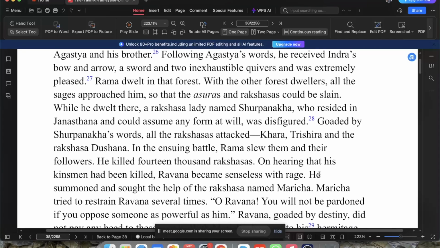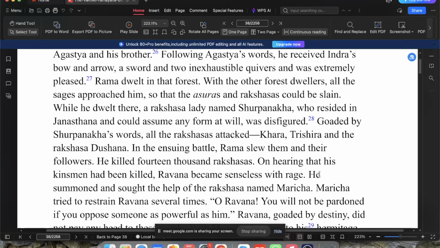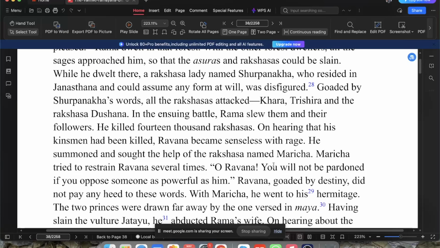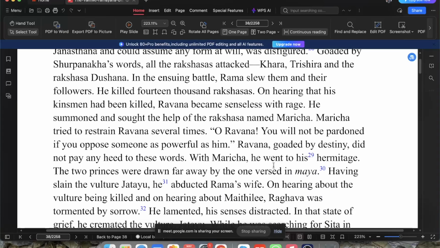Okay, so yeah, on hearing that his kinsmen had been killed, Ravana became senseless with rage. He summoned and sought the help of the Rakshasa named Maricha. Maricha tried to... Maricha or Maricha? Maricha.